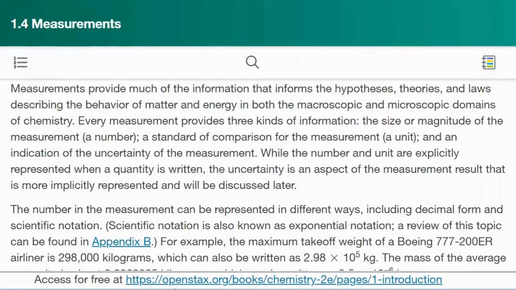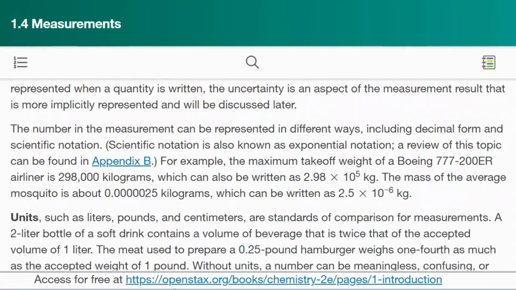Measurements provide much of the information that informs the hypotheses, theories, and laws describing the behavior of matter and energy in both the macroscopic and microscopic domains of chemistry. Every measurement provides three kinds of information: the size or magnitude of the measurement, a number; a standard of comparison for the measurement, a unit; and an indication of the uncertainty of the measurement. While the number and unit are explicitly represented when a quantity is written, the uncertainty is an aspect of the measurement result that is more implicitly represented and will be discussed later.